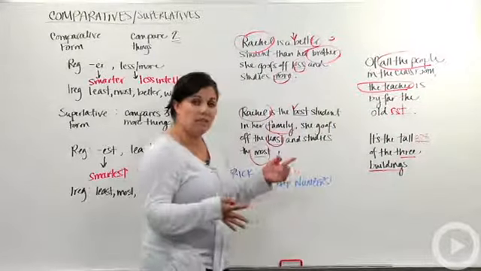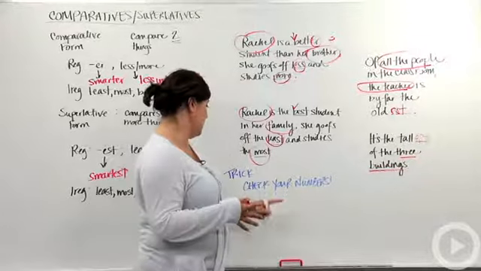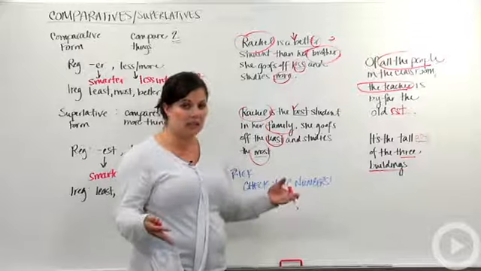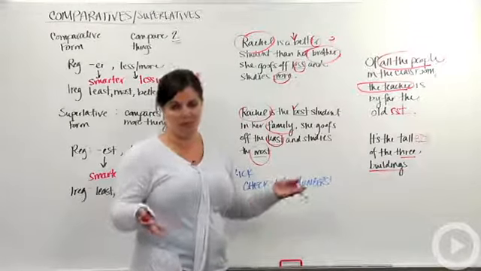So basically, to remember your comparatives and superlatives, the big trick is to check your numbers. Always go back, figure out how many things are being compared, and then from there you can make the best decision.